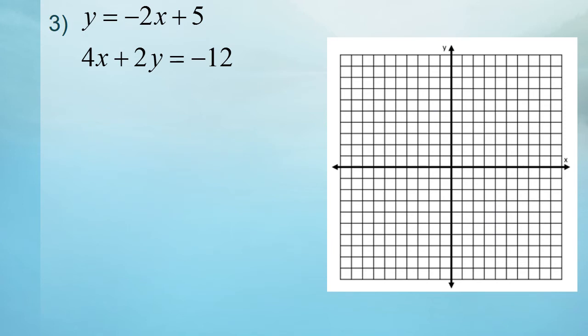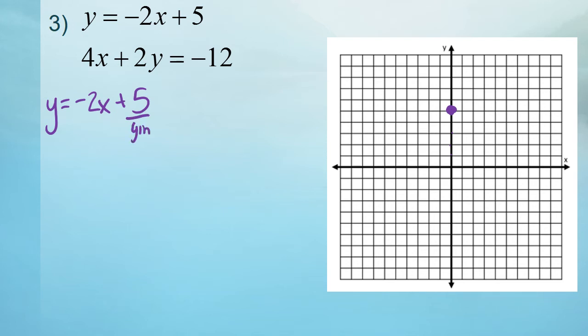Okay, let's take a look at number 3. First step, I want to get y by itself. The first equation, y is by itself, and it's already in slope-intercept form. So let's jump straight into graphing. We're going to go up to 5 on our y-intercept. 1, 2, 3, 4, 5.